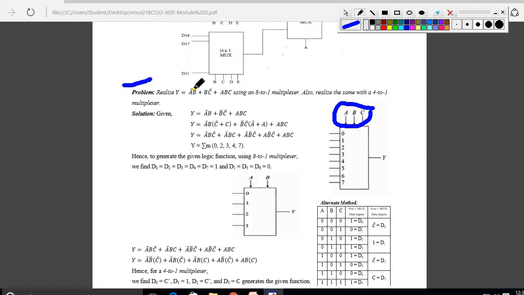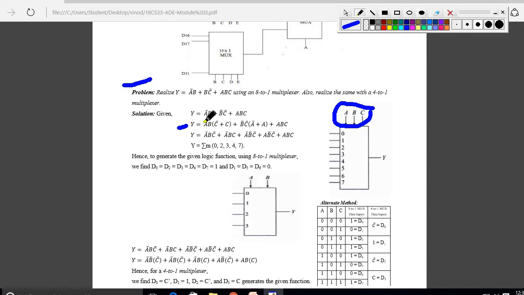For that reason, to rearrange and make the third control input, I am doing this step. Here, in A'B, I am adding (C' + C), because I need to get this C control input. And in B'C', again A is missing, so I am adding (A' + A), because I need to get control input A. The third term, ABC, I can't expand, because all three control inputs are present here, so I leave it as it is.